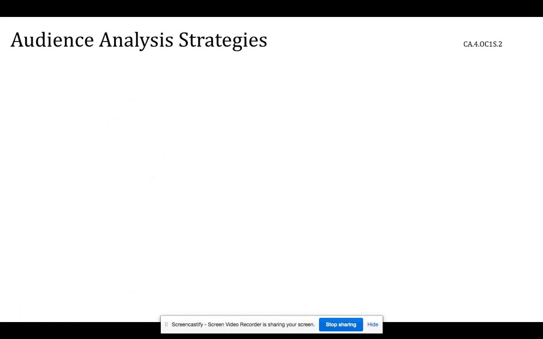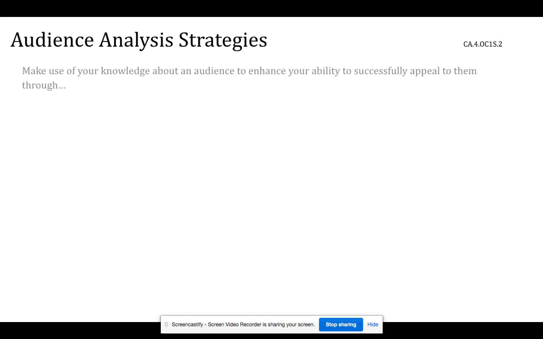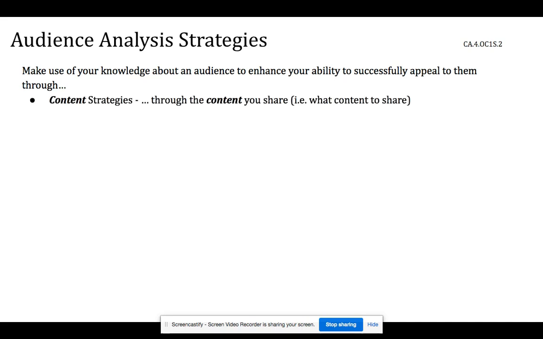So once you figure out who your audience is, what some of their demographics are, like their age or biological sex, and you think about learning styles, there are different ways you want to incorporate that information about your audience into your speech. You want to make use of your knowledge about your audience to enhance your ability to successfully appeal to them through content strategies. Content strategies is just changing the content that you share to appeal to your audience.